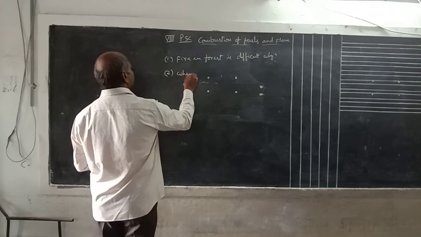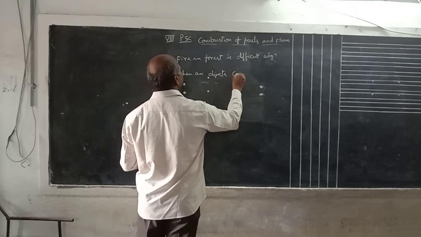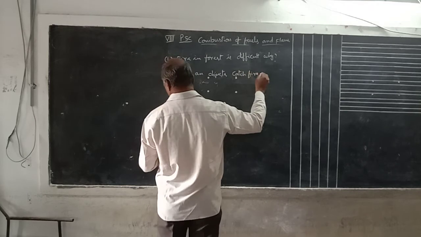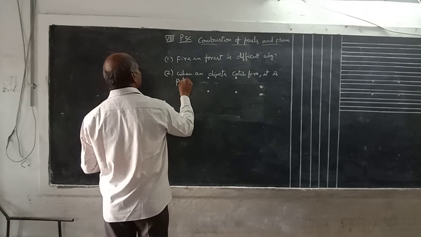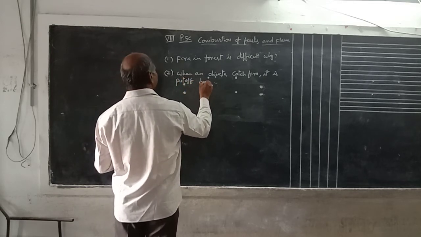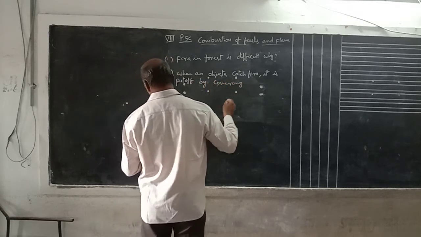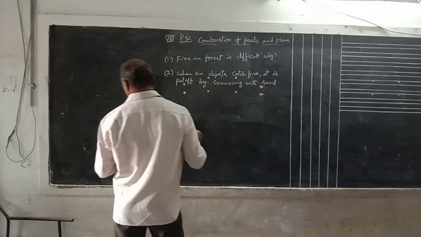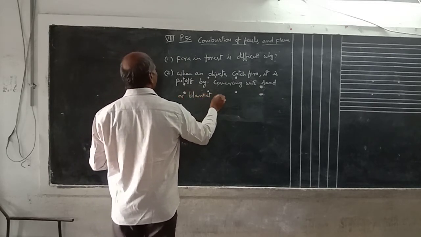when an object catches fire, it is put off by covering with sand or blanket. Why?